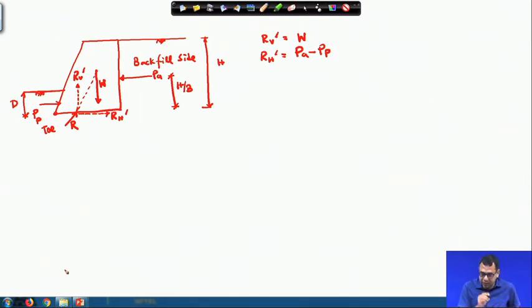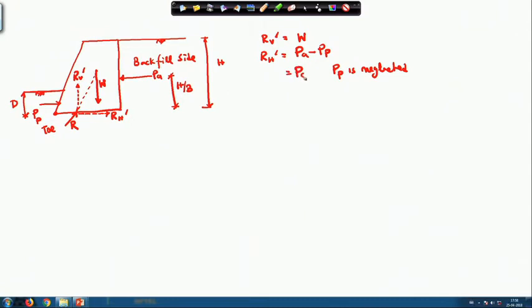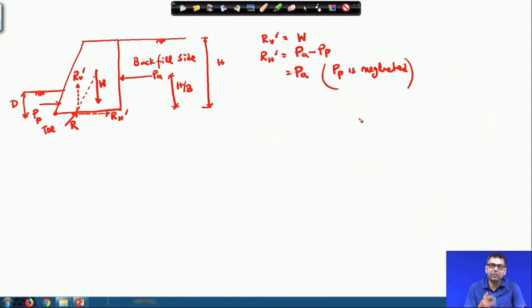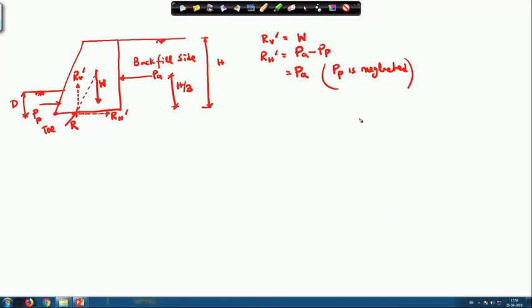But during the design of a retaining wall, this P P is neglected, so I can write this will be equal to P A. Because if you consider the P P, it will give you an additional factor of safety. So that is why you can neglect this P P and design considering only the P A; it will keep your factor of safety higher. In some special cases we also consider P P. I will discuss those special cases later. But for normal design, we generally do not consider the P P, we consider only the P A. So, that is the R H dash.